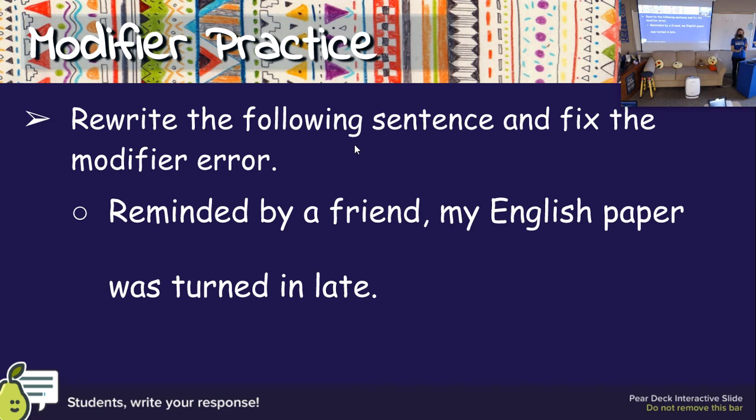So we can fix a dangling modifier in two ways. The first way is that we could add the subject I and the verb here. I was reminded by a friend. And then we would have to change some of the wording. I was reminded by a friend, so I turned my English paper in late. Or we could add the subject after the comma. Reminded by a friend, comma, I turned my English paper in late. I think option 2 makes a little more sense, right? Sounds a little better. But that's how you fix the dangling modifier. Okay, you just have to kind of think through it.